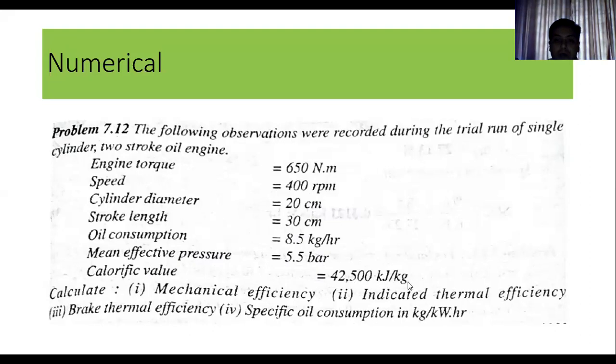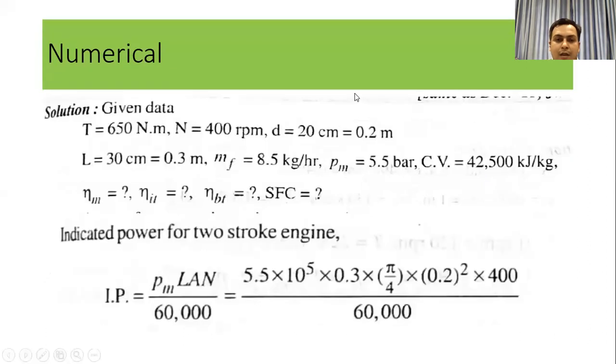42,500 kilojoule per kg. And here it is asking to calculate mechanical efficiency, indicated thermal efficiency, brake thermal efficiency, and specific fuel consumption. So first, as all of you know, in a numerical we first write down whatever data is given. Torque is 650 Newton meter, speed is 400 RPM. Diameter is given in centimeters, we need to convert into the SI unit, that is meter.